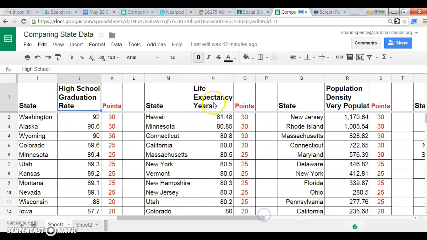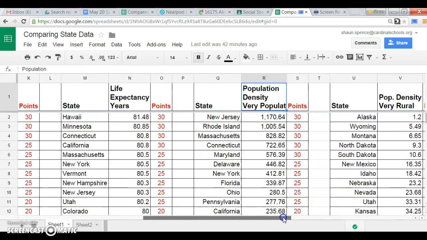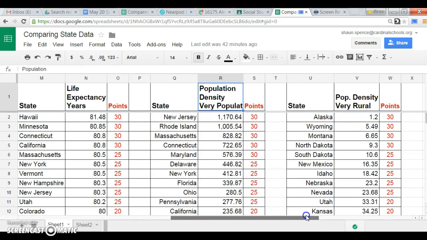Life expectancy in years. That means how long you're expected to live. How long does the average person live in that state? Which will tie into their health care and their quality of life. And then we have 2 at the end that are very related. They have to do with population density. Population density means how many people are in a certain area.